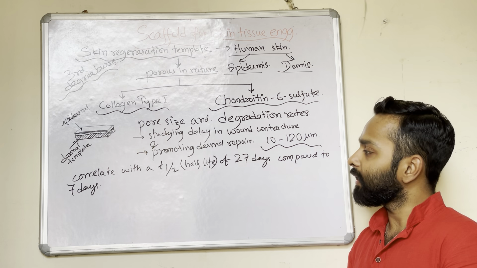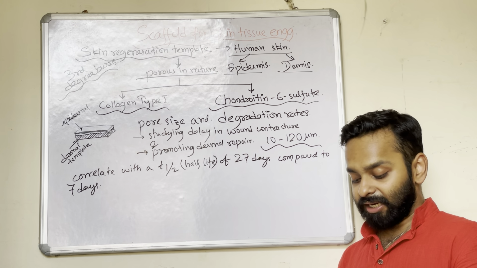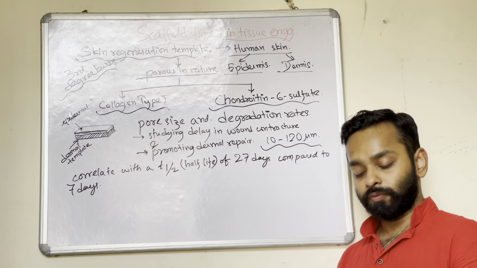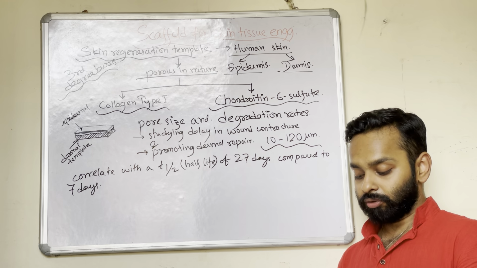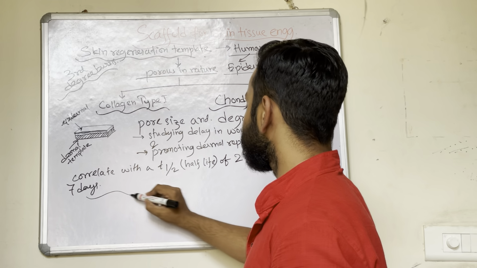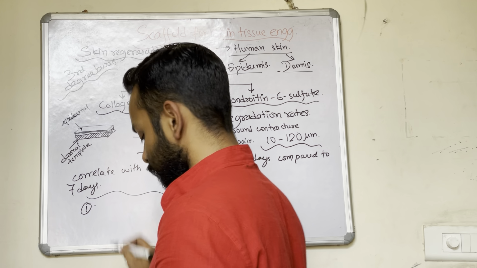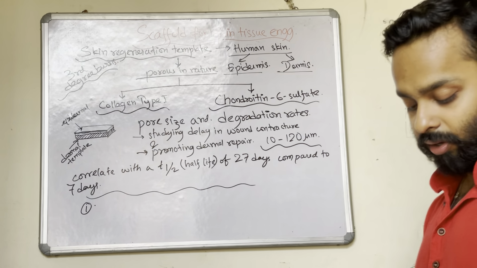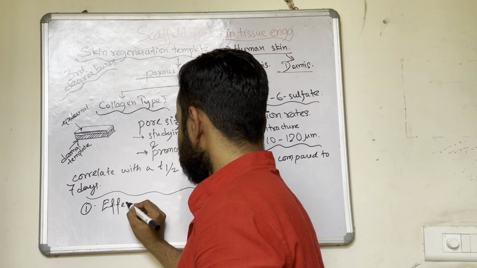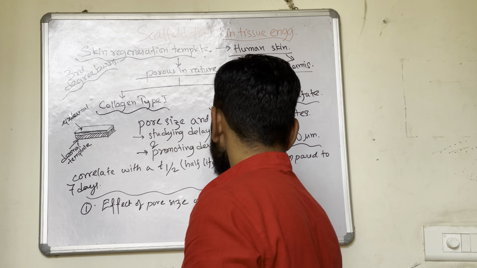Now this delay in wound contracture of 27 days when compared to 7 days is believed to be related to improved healing, and it correlates with fibroblast migration through the template. Now there are different considerations while fabricating such types of scaffolds. So, the first consideration is the effect of pore size on the migration of the cells.